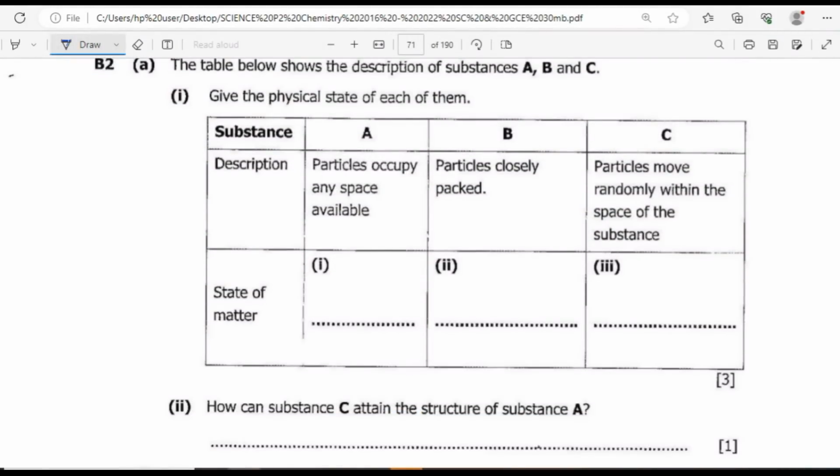Then we have another question. The table below shows the description of substances A, B, and C. Give the physical state of each of them. The first one, particles occupy any space available. It doesn't matter the size of the space. So this is a gas. A gas has no specific shape and size. Then particles closely packed. We know that this will give us a solid. Then particles move randomly within the spaces of the substance. So we have a liquid.